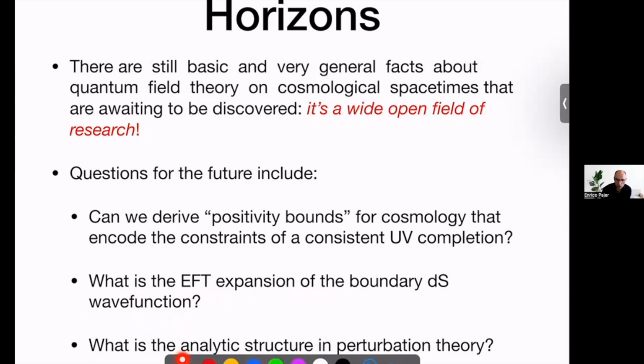What does separation of scales buy you at the level of observables? How do observables simplify when you have a large separation of scales? So how do you do EFT on the boundary? There is no time. What is the consequence of locality there? I think it's an open question.